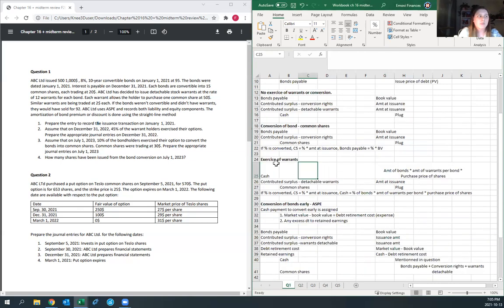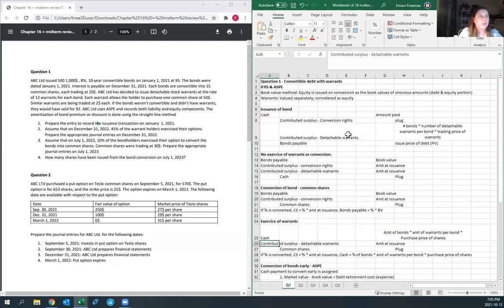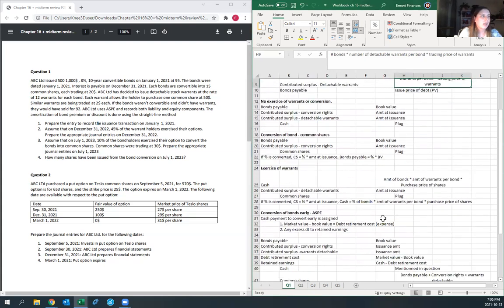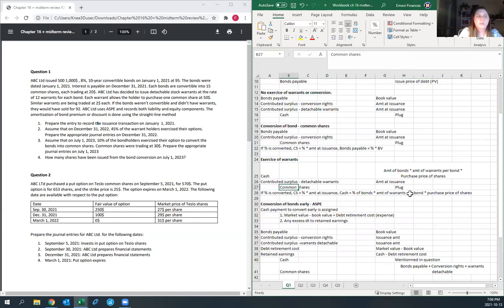For the exercise of warrants, your cash amount is the number of bonds, times the number of warrants per bond, times the purchase price of shares. So everything multiplied together. Your contributed surplus is the same amount as issuance, the amounts that you found here. And then common shares, you plug it to the sum of the two other amounts. It's the same thing if they're telling you a percentage, you just do the percentage times these two amounts in your transaction.